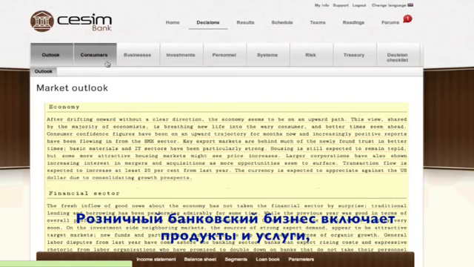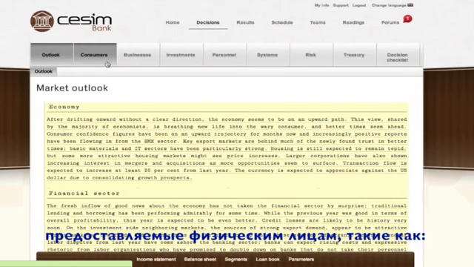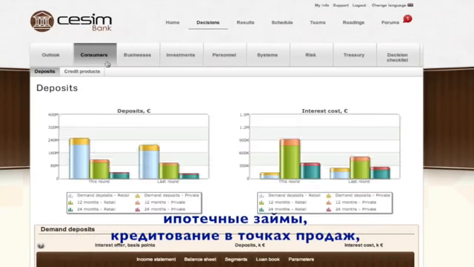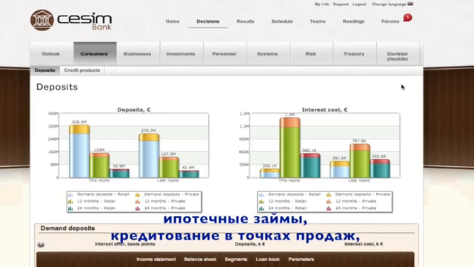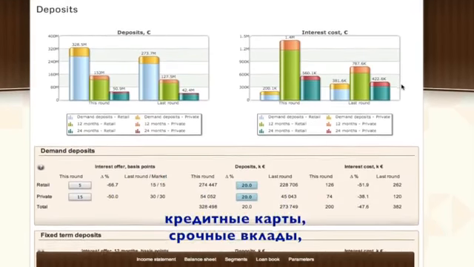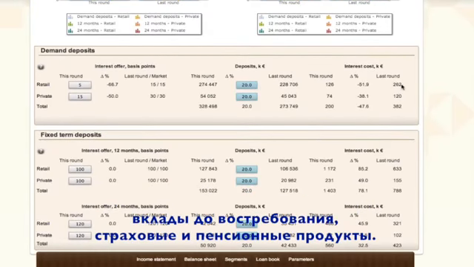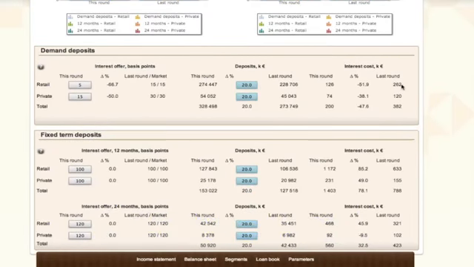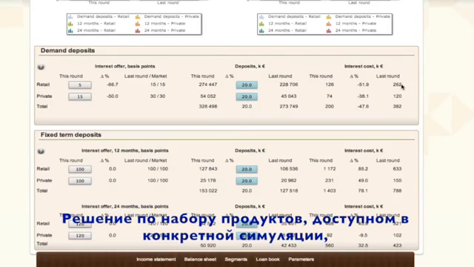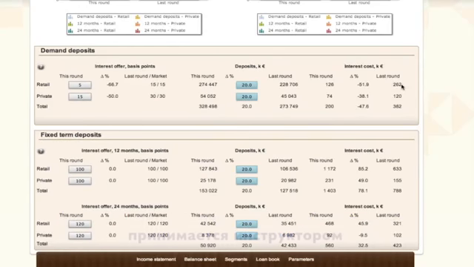Consumer banking includes the basic bank services and products offered to households, such as mortgage loans, consumer loans, point-of-sale credit, credit cards, cash credit, demand and fixed-term deposits, and commission-based insurance and pension products. The exact assortment of products available in your simulation course is at the instructor's discretion.